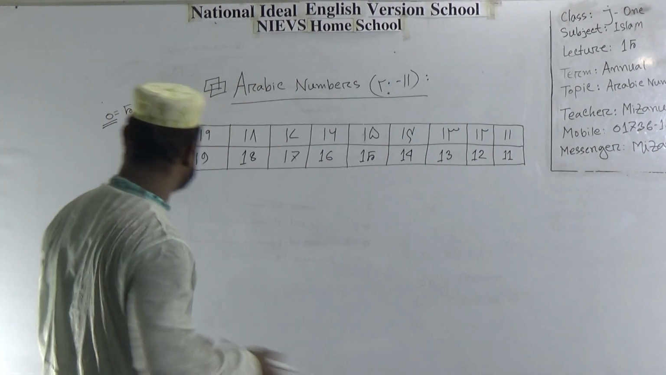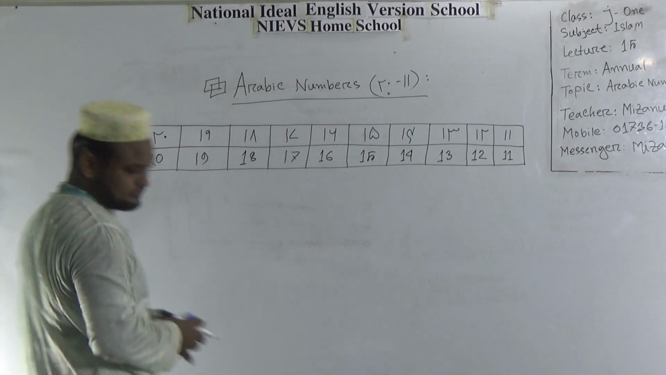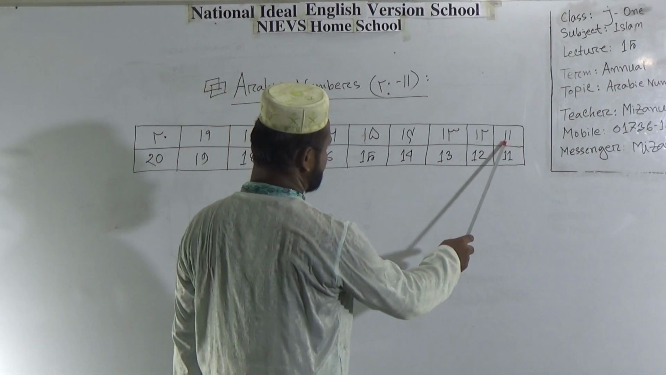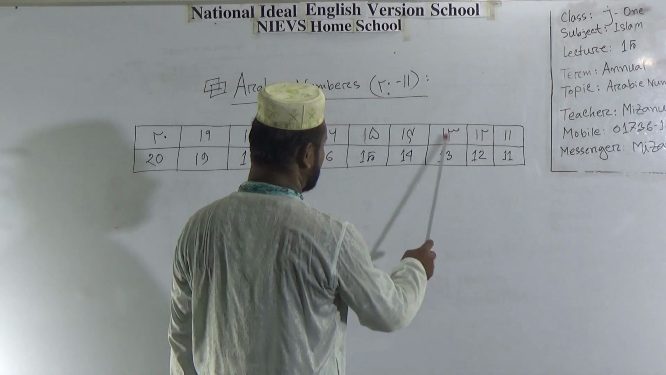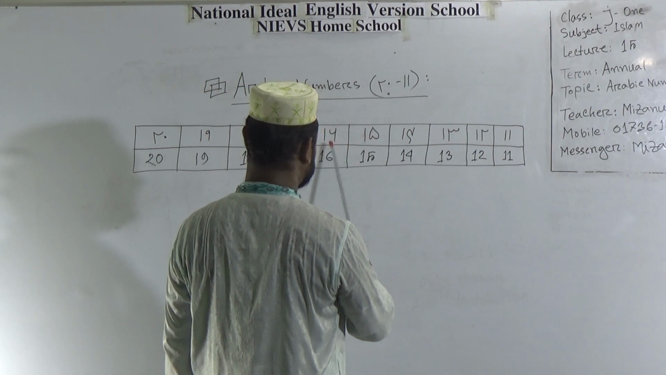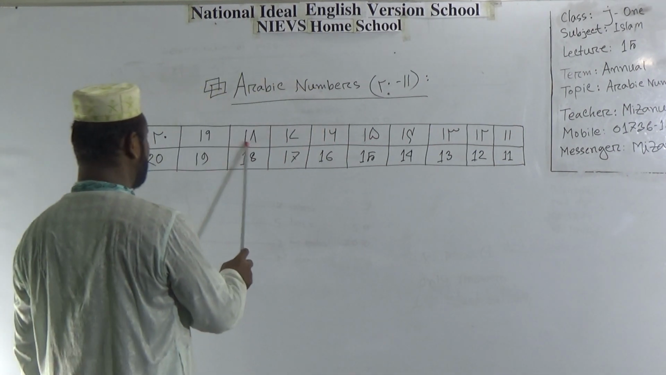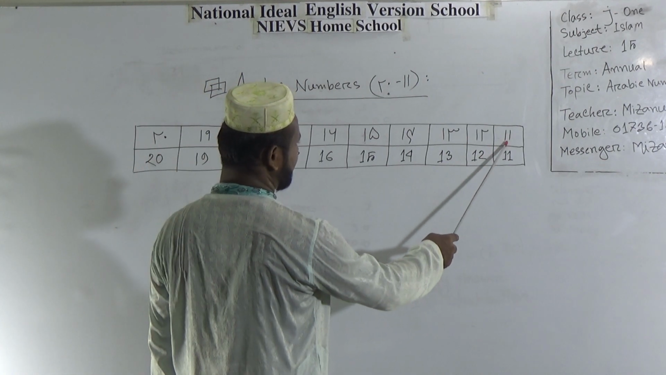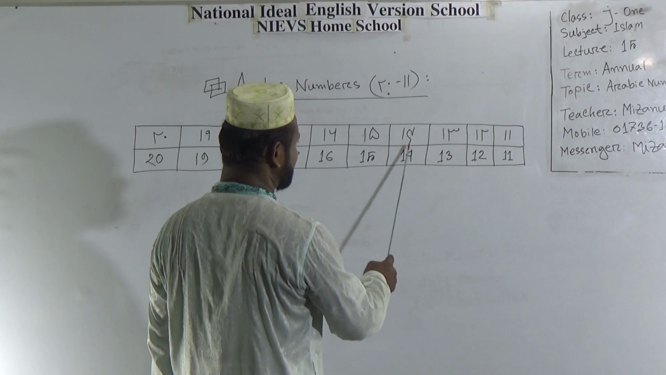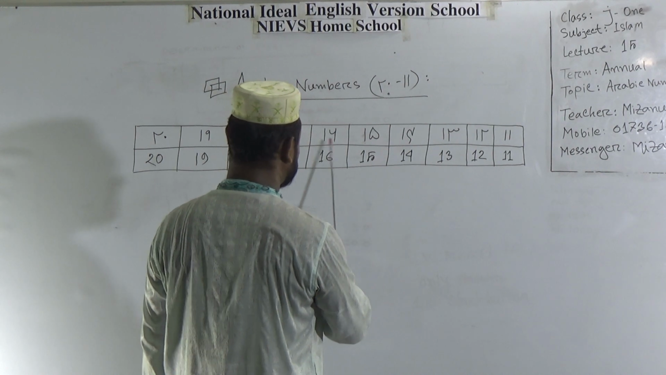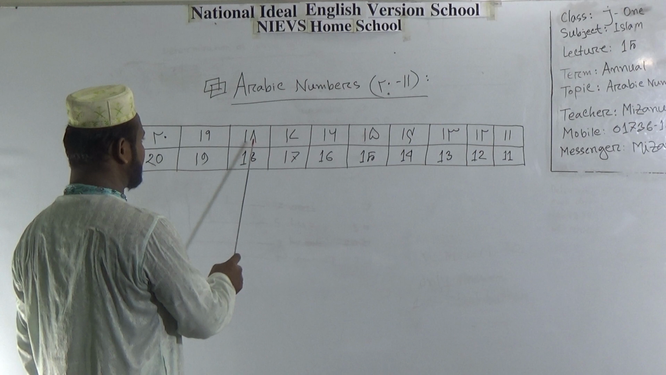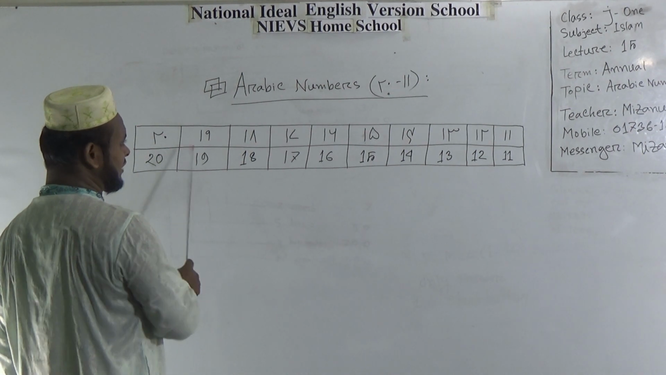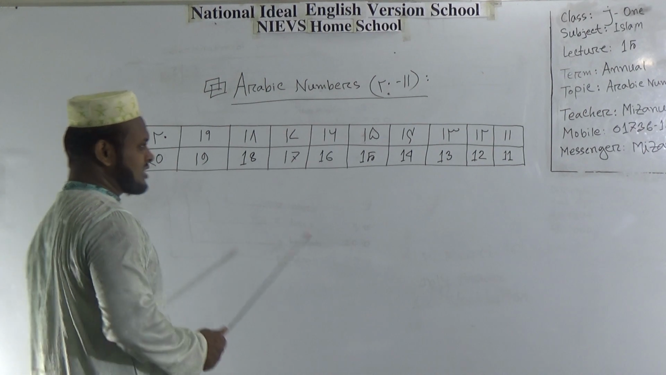Okay, dear students, now I will recite again from 11 to 20. This is 11, 12, 13, 14, 15, 16, 17, 18, 19, and 20. This is called in Arabic Ahadashara, Isnashara, Salasatashara, Arbatashara, Khamsatashara, Sittatashara, Sabatashara, Samanyatashara, Tisatashara, Ishruna. This is called in Arabic. It is no need for your examination.